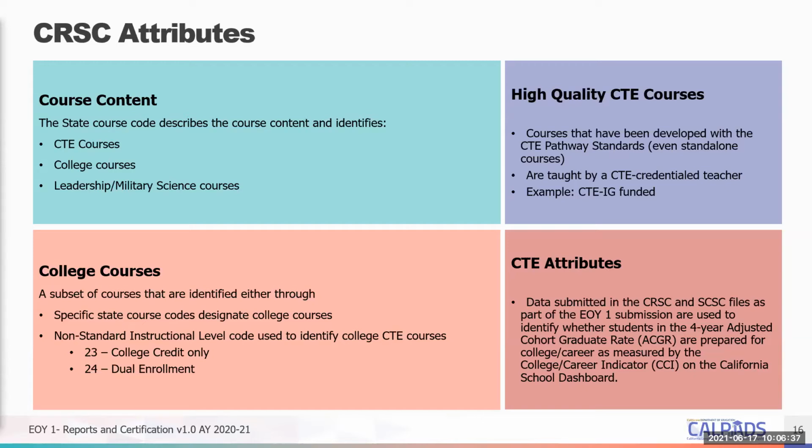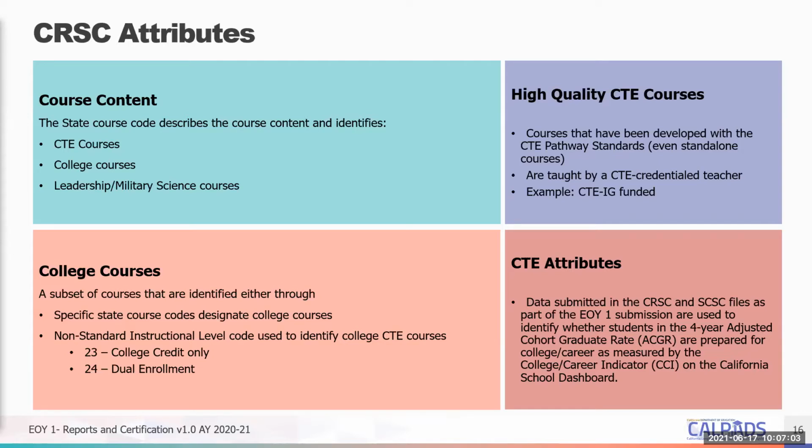Sometimes we see some CTE courses are also IB courses or AP courses, and there's a cross-reference that is talked about in the data population. There's a field that allows you to code both, but you have to report those with the state course code in the CTE range.